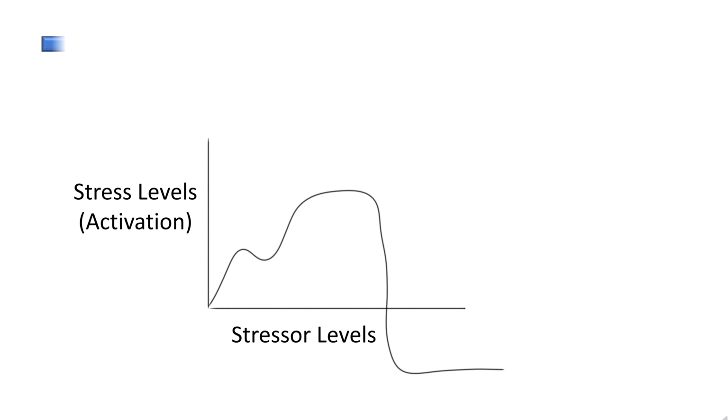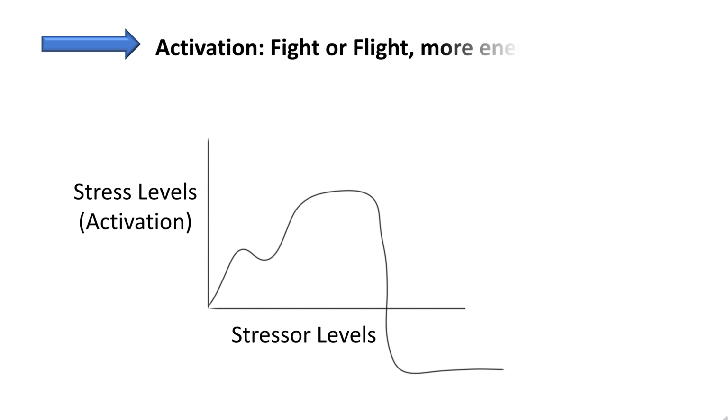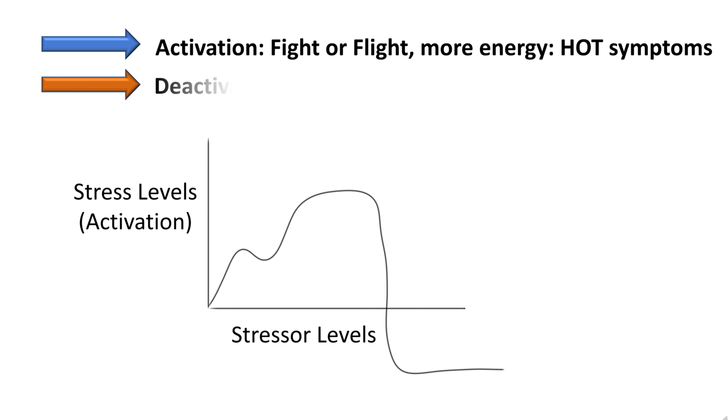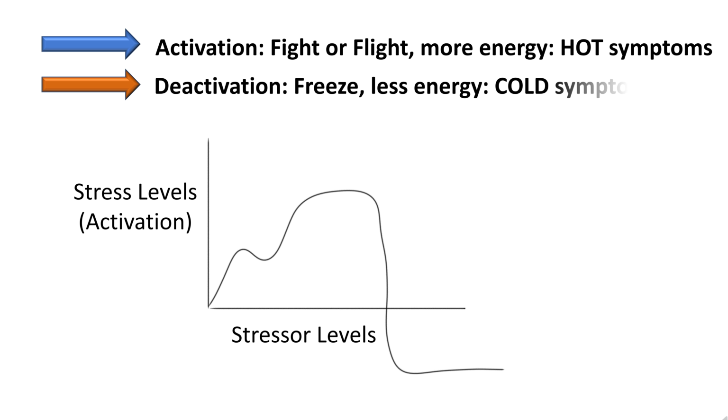So we'll use blue arrows on the graph to show us the increased activation we have in our bodies, our fight or flight responses, where our nervous systems provide more energy to our bodies so that we can act, and we call these hot symptoms. And we'll use brown arrows to show deactivation, and that's where the nervous system is removing energy from our bodies. And these are our freeze responses, and we call these reactions cold symptoms.